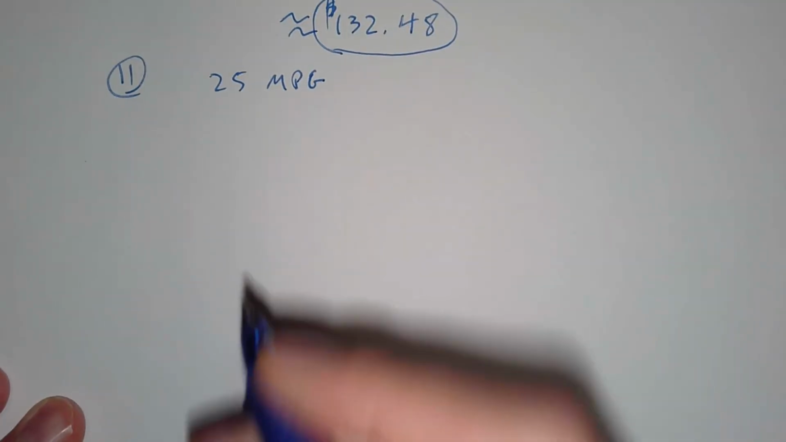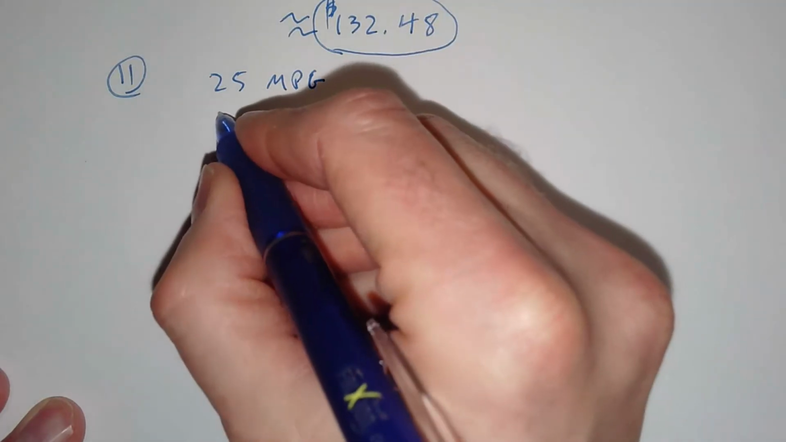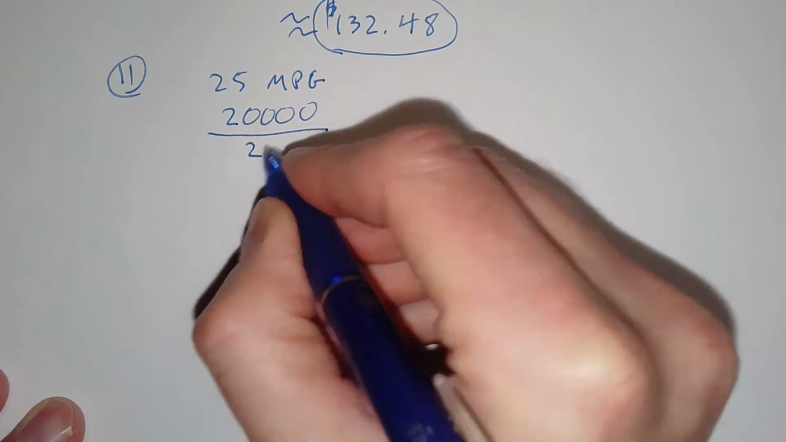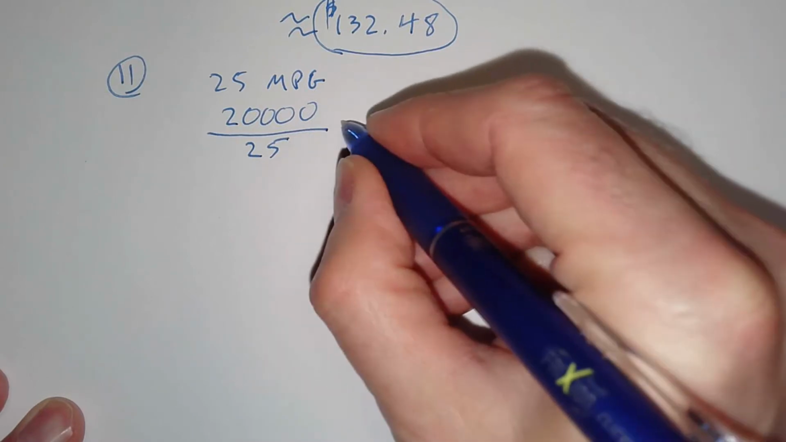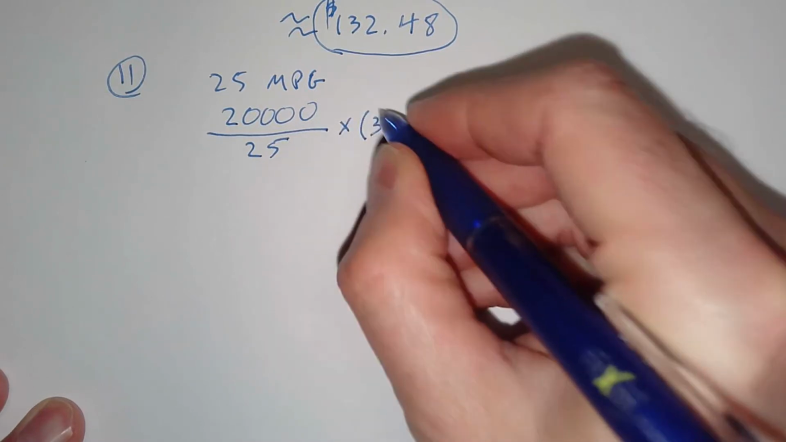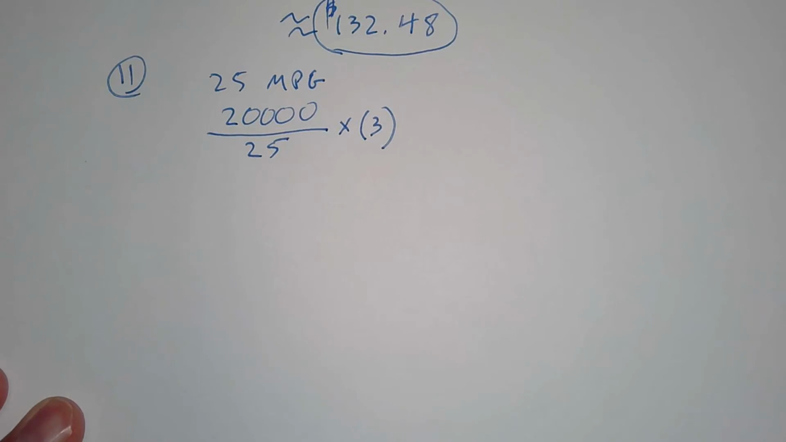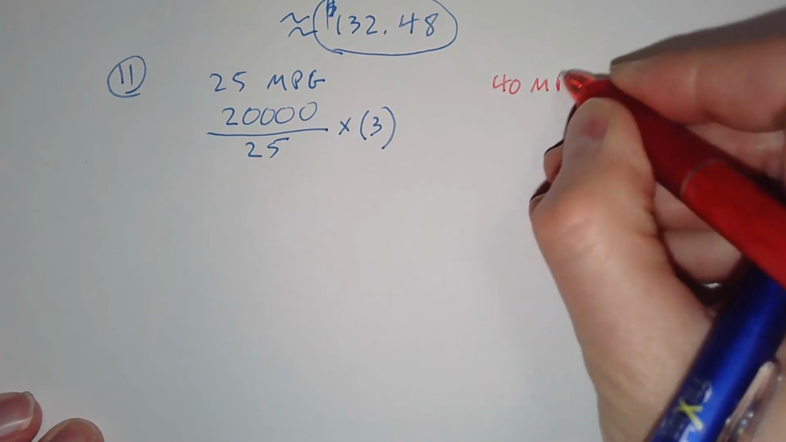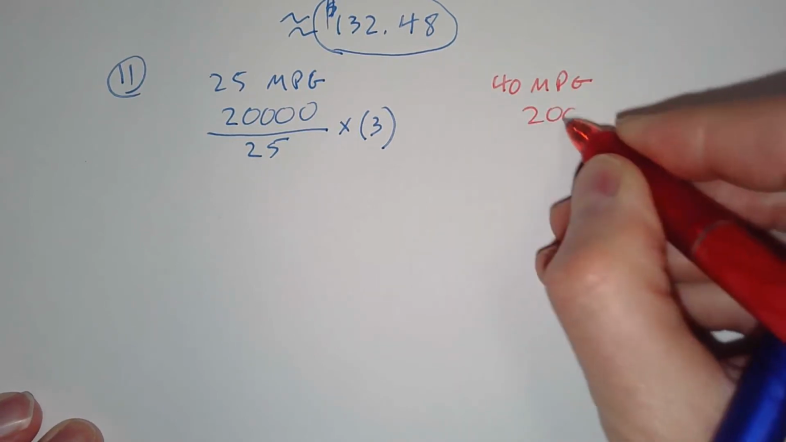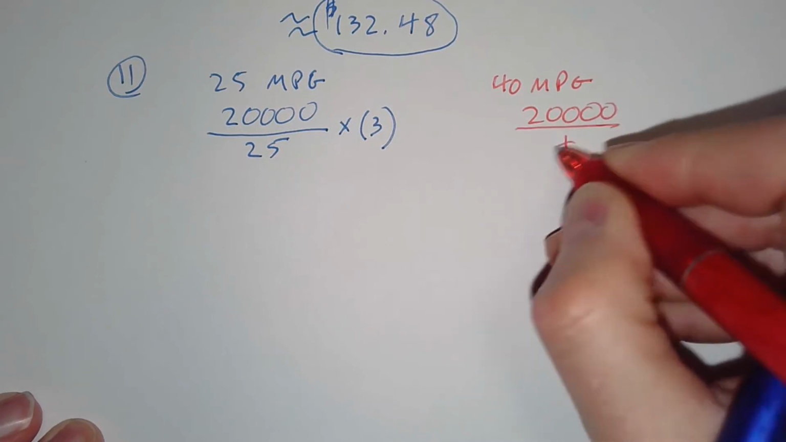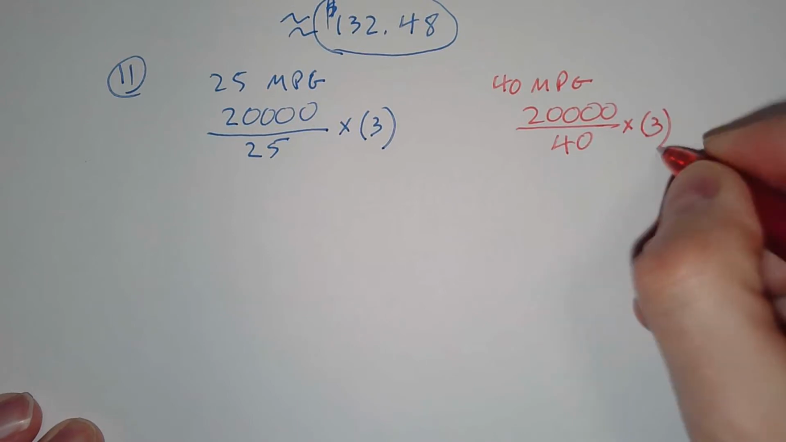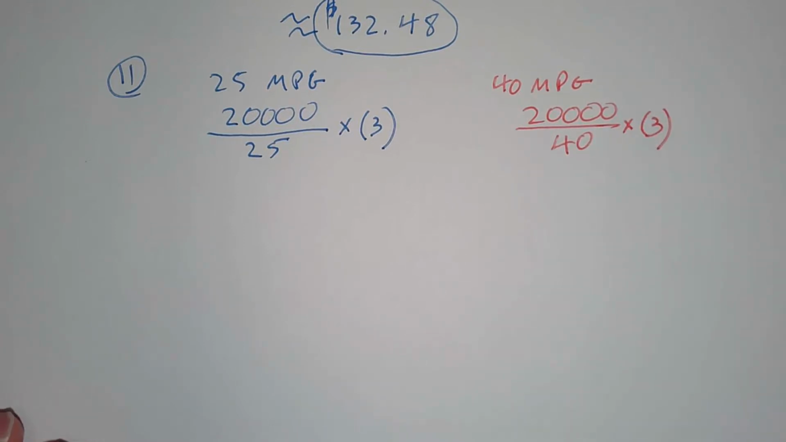So our annual expenses is the annual miles driven, so it's 20,000, divided by the miles per gallon, 25, and then we're multiplying that by $3 a gallon. And then we're going to do the same thing for the 40 mile per gallon car. The only difference is going to be divided by 40 instead of 25. So let's compute each of these.